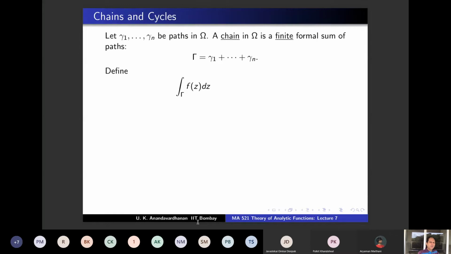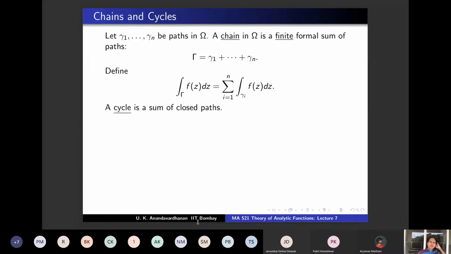I can define the integral there, and by now we know we have done path integrals. If you take two things you can add, like on the triangle, what was the meaning of the path integral on the triangle? We added it on the sides. Similarly, the integral of f(z) dz on this gamma, when gamma is a formal sum of paths, by definition is: on each path you take the integral and you sum it up. So this is the definition.